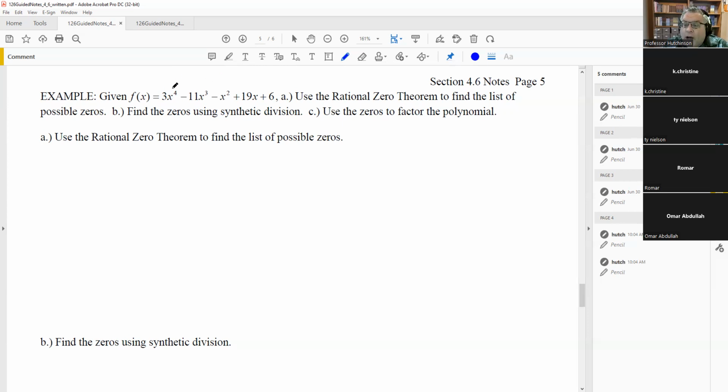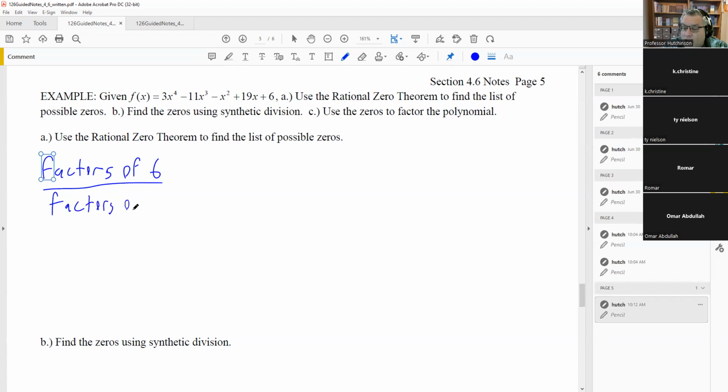So because it's the 4th power, I'll need to find, in part B, 2 zeros that allow us to take it down into a quadratic. So we'll get to that a little bit later. First, we want to write down the list of rational zeros. Okay, so we're going to do factors of 6 over factors of 3. Okay, so again, I'm going to find the numbers that divide evenly into 6 and to 3.